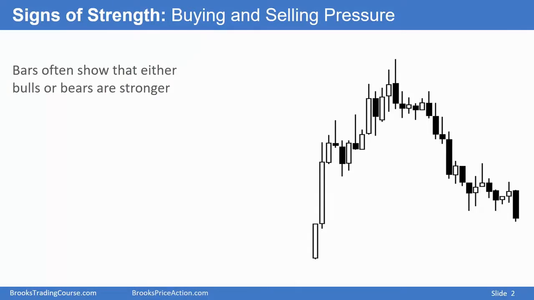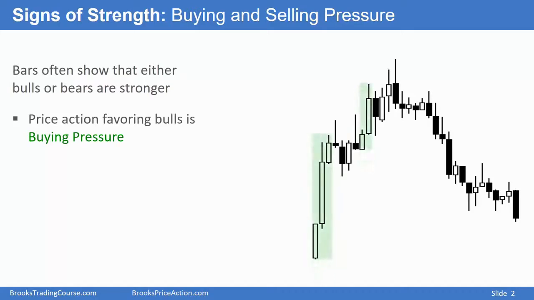When trading, traders always have to be paying attention to signs of strength, and one way to think about it is buying and selling pressure. Bars often show that either the bulls or the bears are stronger, and when the price action favors the bulls, it's buying pressure. So for example, we got a strong bull breakout, a series of bull bars, very little overlap. As soon as this bar closed, they bought it. You can see the low of this big bar does not fall much below the close of this bull bar. Again here, consecutive bull bars closing near their highs, not much overlap between the 2 bars.